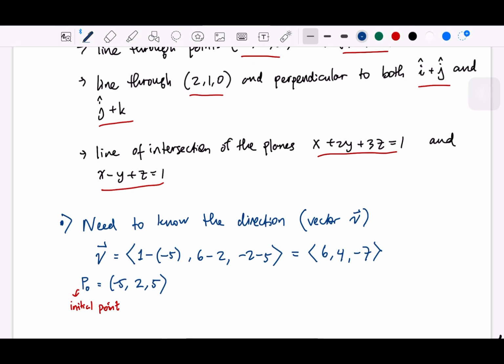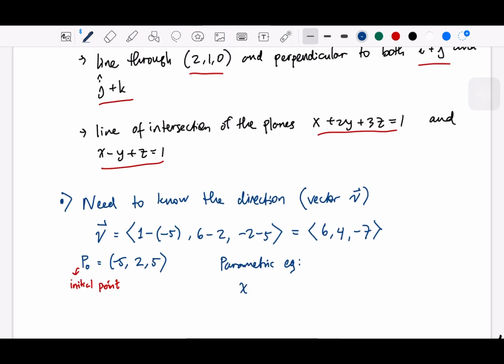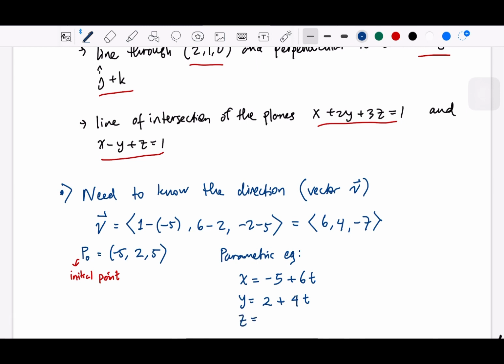So based on this, what parametric means is, so let me write parametric equations then. For x, we start from the initial point, negative 5, plus the element from vector v, so plus 6t. And then y is 2 plus 4t. And z is 5 minus 7t.